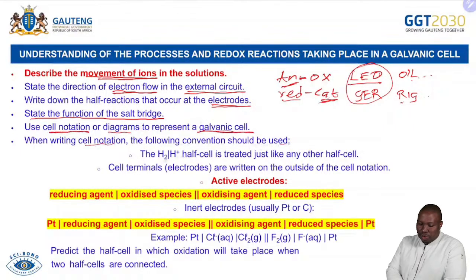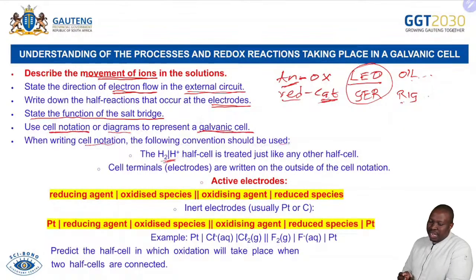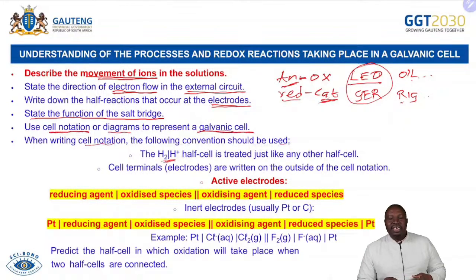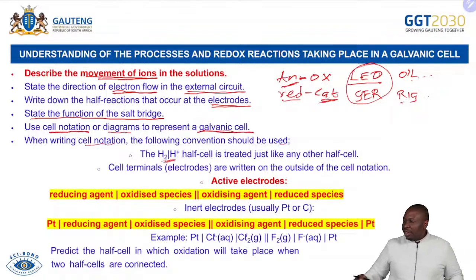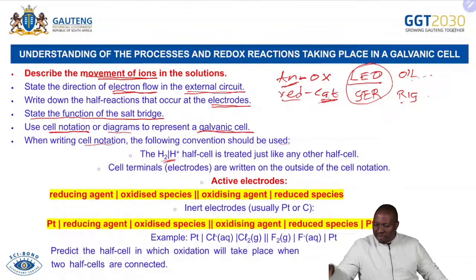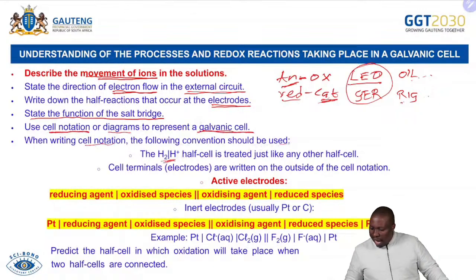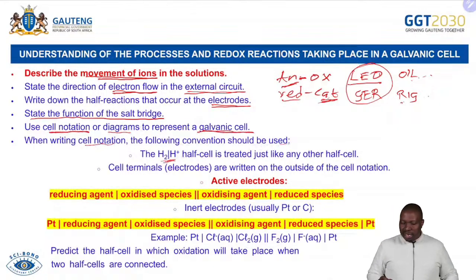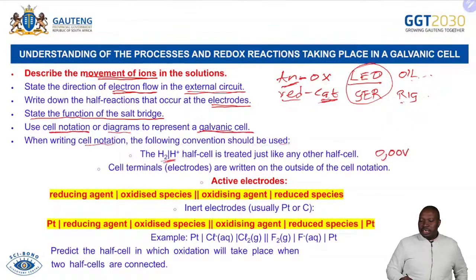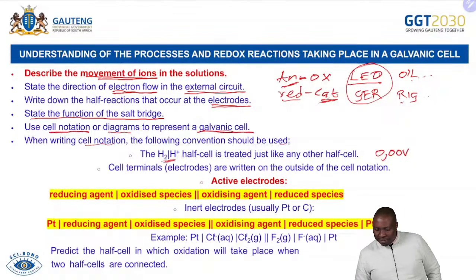Important. If you look in your table, you will see that we have the hydrogen plus half cell, and that is treated like any other. And if you look in your table, like I have my table with me here, you are able to see that the hydrogen one has the EMF, or E value, standard reduction potential, of 0.00 volts. So that is the hydrogen half cell.